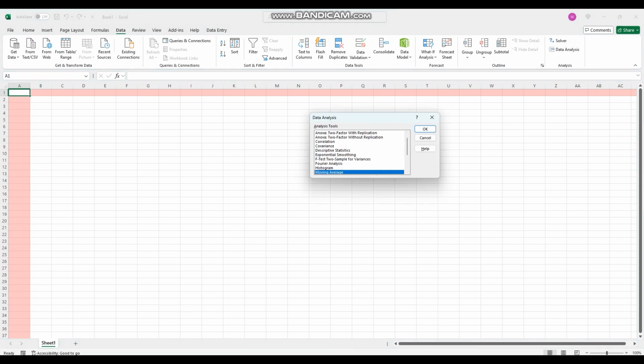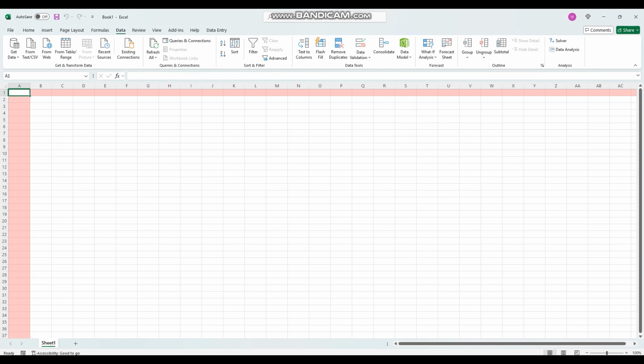Here we can find lots of things, like ANOVA, correlation, covariance, descriptive statistics, exponential smoothing for forecasting the data, then histogram, moving average, rank, regression, t-test, z-test. The most useful tests, hypothesis testing, we are using, we can find based on the Data Analysis ToolPak. Okay, so those are the topics.